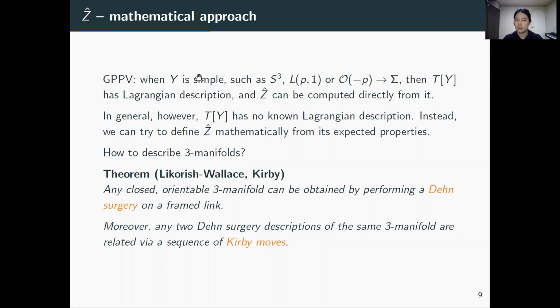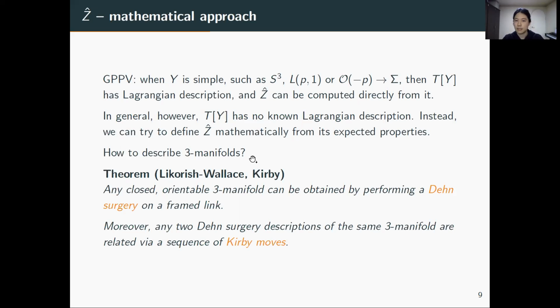In general, however, we don't have Lagrangian descriptions of T of Y. So we can't do the computation directly. But instead, what we can do is to try to define Z hat mathematically from its expected properties. In order to discuss this, it would be useful if we first review how we describe 3-manifolds mathematically.